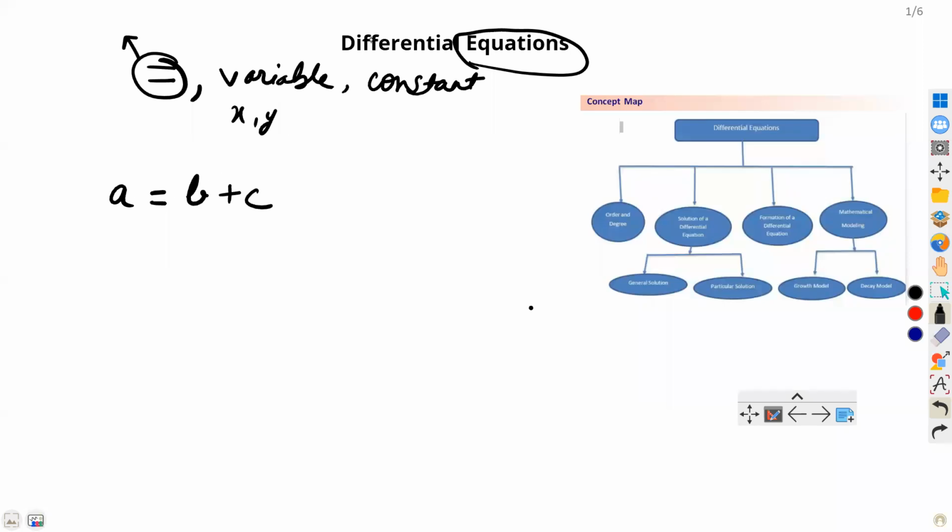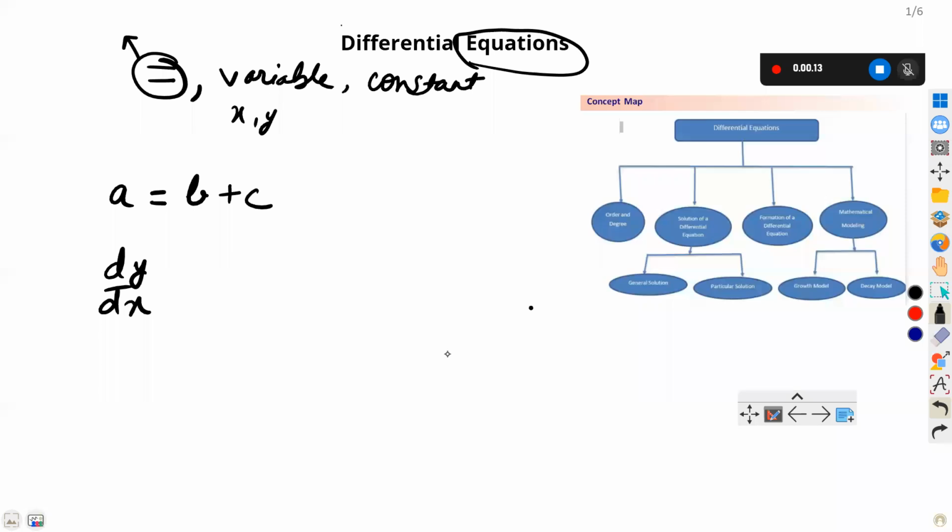So now, what is a differential equation? When you introduce a derivative in this equation, it becomes a differential equation. So differential equations are like this: dy by dx. This means we are differentiating a dependent variable with respect to an independent variable. Now let's quickly see what these two terms are.